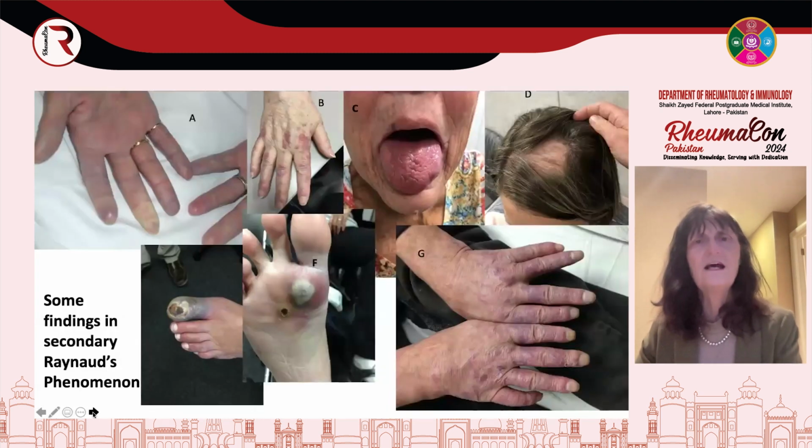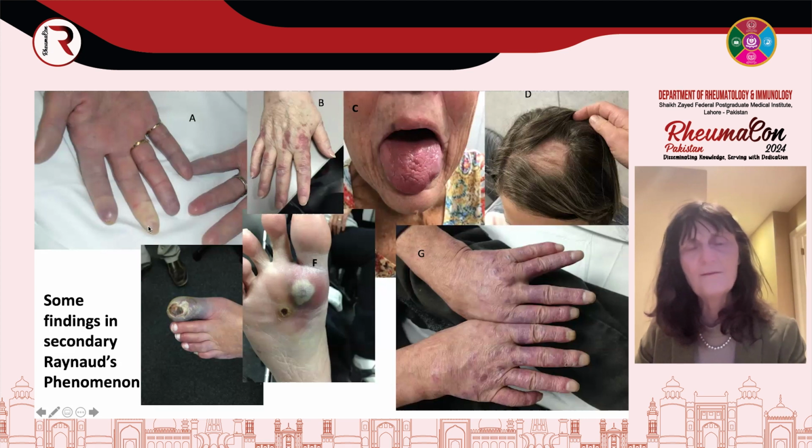Here you can see complicated Raynaud's. So in A, you can see the Raynaud's different colors, but you can see on the palm telangiectasia. You can see there's tapering of that third finger with the Raynaud's in A from old digital ulcers.